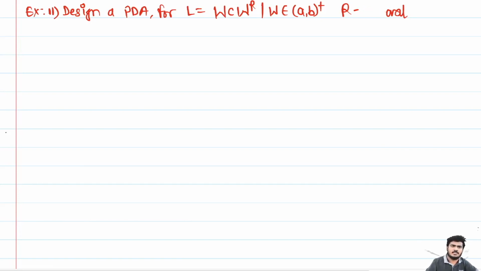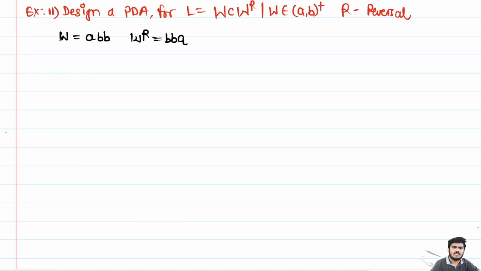So this R is the reversal of the string. Suppose we take W as a combination of A and B. So I have taken W as ABB. Then the reversal of W will be BBA. We have to take the reverse of this particular string W.